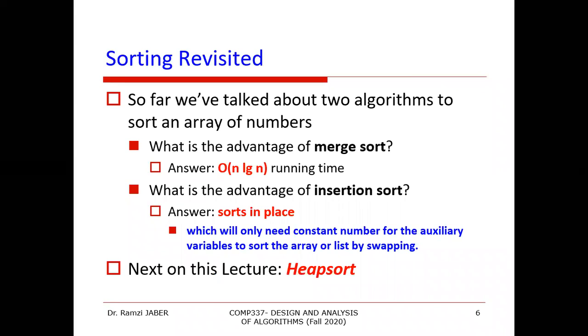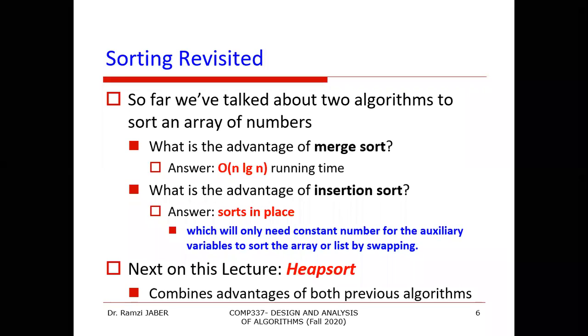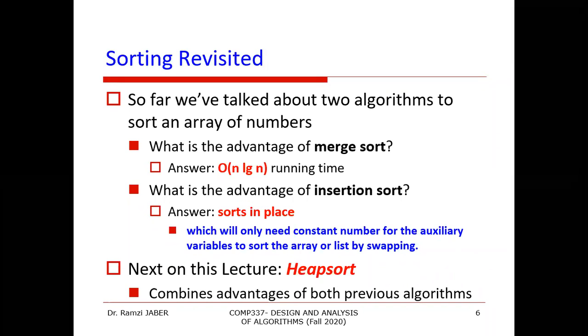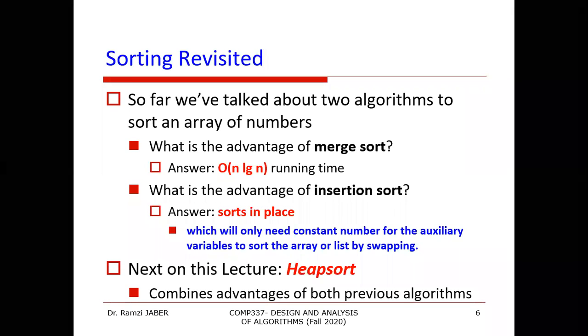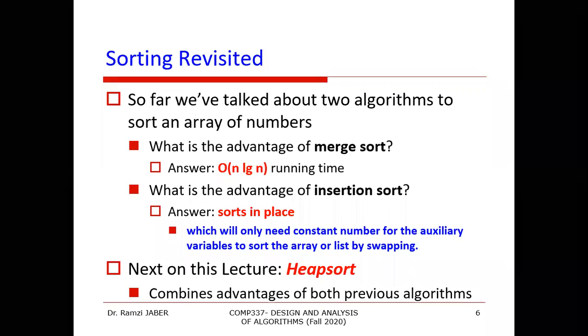So next in this lecture we'll learn heap sort. Heap sort will combine the advantages of both previous algorithms. It combines the technique of merge sort to get the complexity n log n. Heap sort's complexity is also n log n, but it sorts in place by swapping. So heap sort will use both techniques from two different algorithms, merge sort and insertion sort. We'll see how.